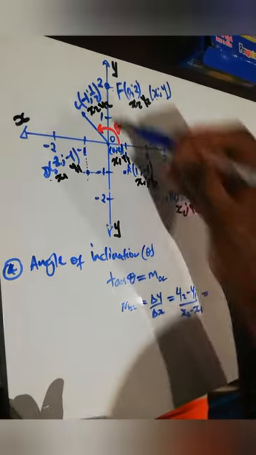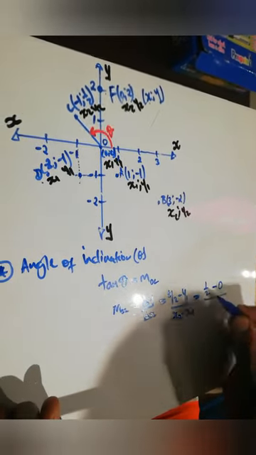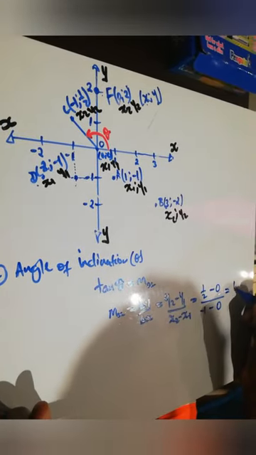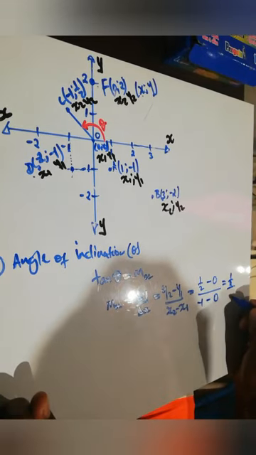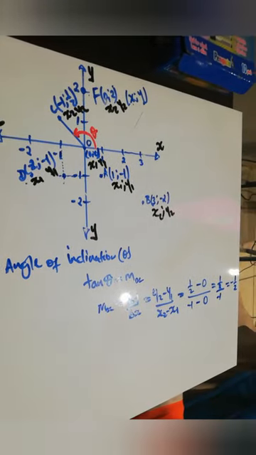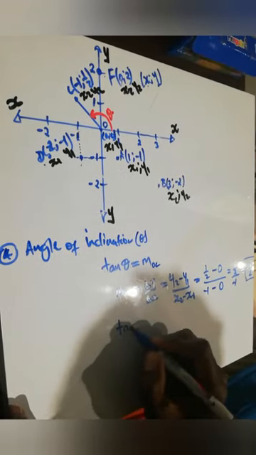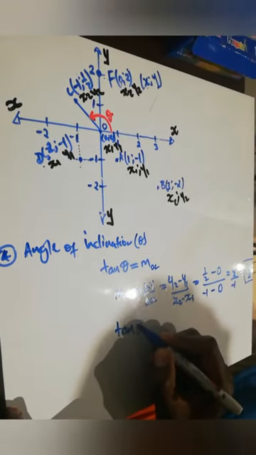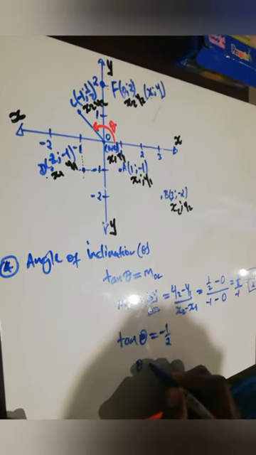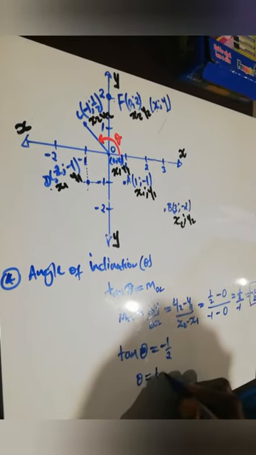Therefore, y2 is 1 over 2, subtract y1, which is 0, all over x2, which is negative 1, subtract 0. So this is a positive 1 over 2, over a negative 1, and therefore the final answer becomes negative 1 over 2. So this is our gradient. Now we substitute the gradient in the equation: tan of theta is equal to negative 1 over 2. Then we take the inverse tan on both sides.